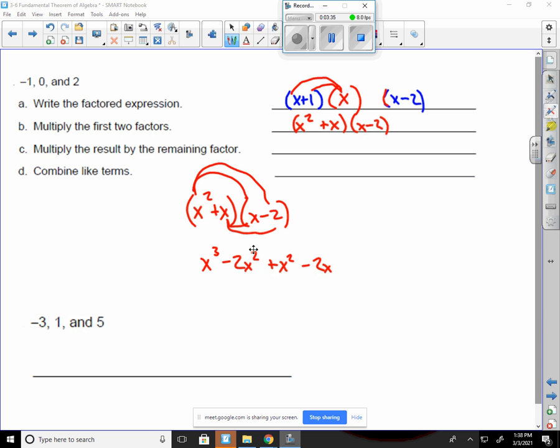Okay, so now we combine our like terms. Negative 2x squared plus x squared gives us negative x squared. So we have x to the third minus x squared minus 2x. And that's our final answer.